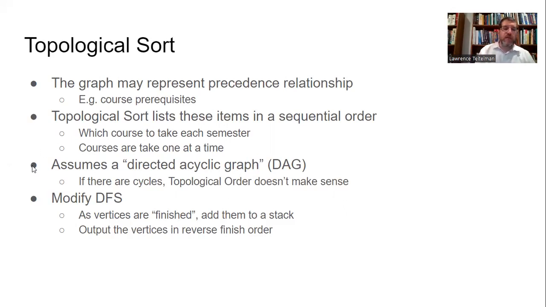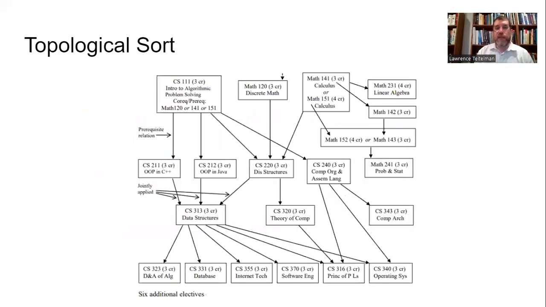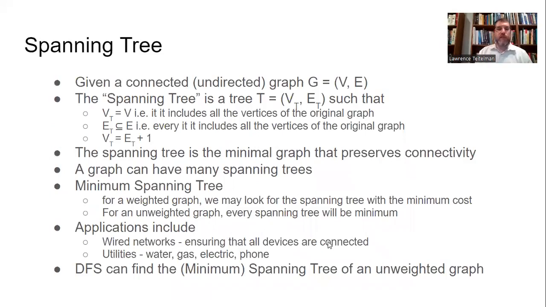So what we can do is a little trick with our DFS. As the vertices are finished, we add them to a stack, and then we output the vertices in reverse finish order. What does that mean? It means the thing that's finished last is going to go first in your topological order. So if this is your tree, it's actually not a tree, it's a graph. The things that are highest up, like these math courses and these introductory computer science courses, are going to finish last, and therefore they're going to be first in the topological sort, which makes sense. We need to take these courses before we can take these courses. So that's the topological sort.